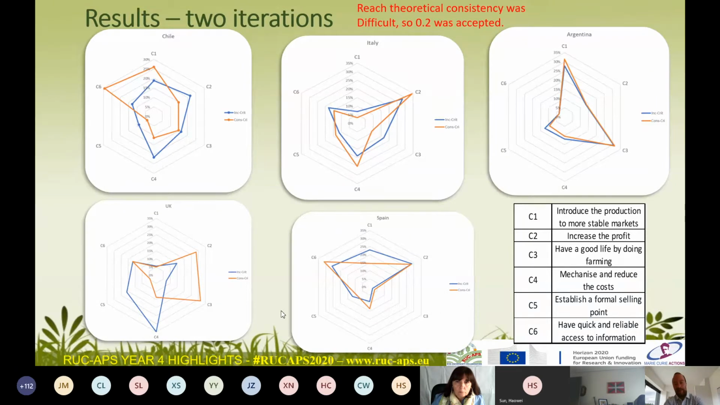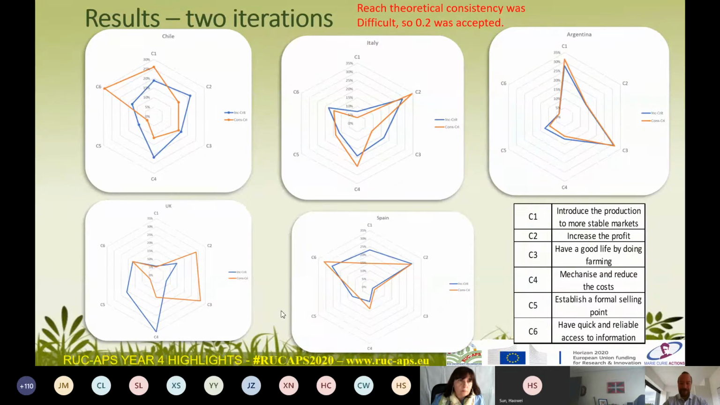In the case of Italy, results were quite consistent since the very beginning. The level of knowledge in this type of population is quite high, and they were very aligned in the first decision. The same with Argentina, where the inconsistent and the consistent answers really match. In the case of the UK, surprisingly, the same happened as in Chile. They thought at the beginning the most important was mechanize and reduce costs, but once this got iterated, farmers in the UK, or the farming community, moved to what they really think is more important, which is to have a good life by doing farming.